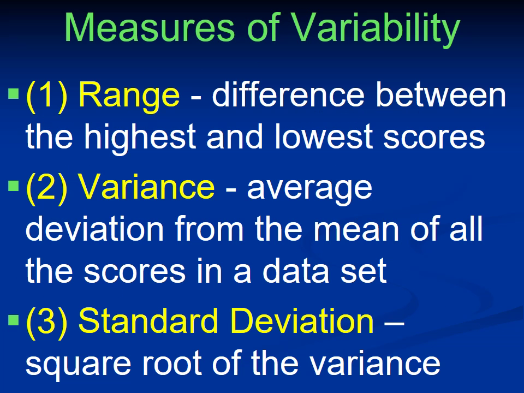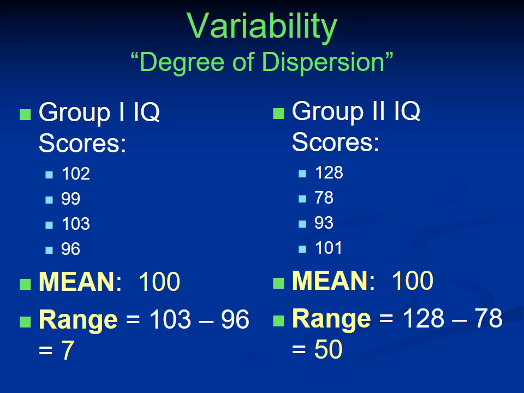So the 3 measures of variability talked about in the Monahan-Walker book are the range, the variance, and the standard deviation. Now the range, of course, is the simplest one. The range just consists of the difference between the highest and the lowest scores. Sometimes it's in fact just listed as the highest score and the lowest score. So to go back to our IQ score groups, the range of group 1 is 103 minus 96, or a range of 7, whereas the range of group 2 goes from 128 all the way down to 78, so a range of 50.